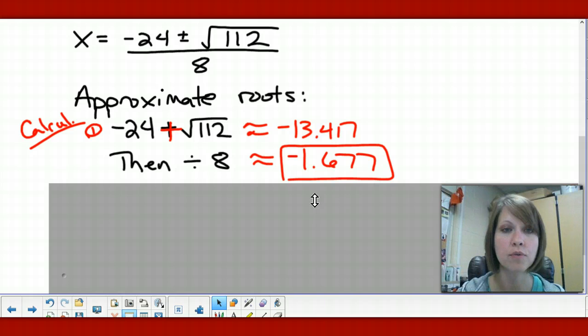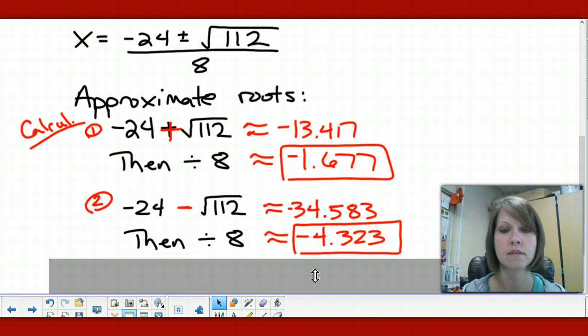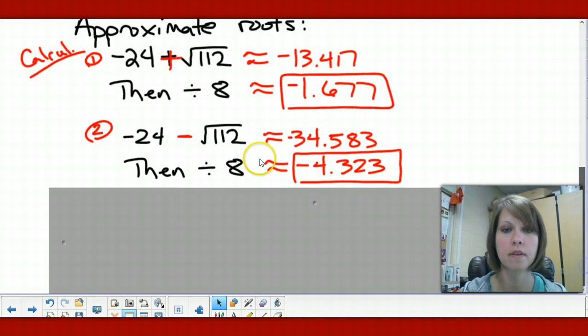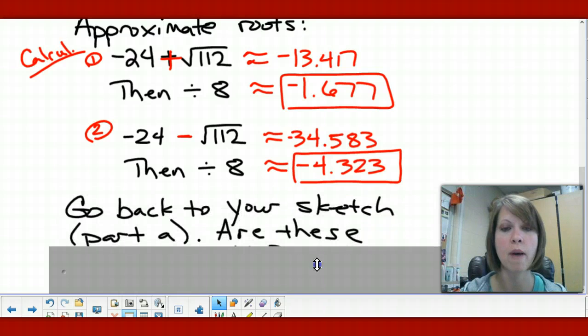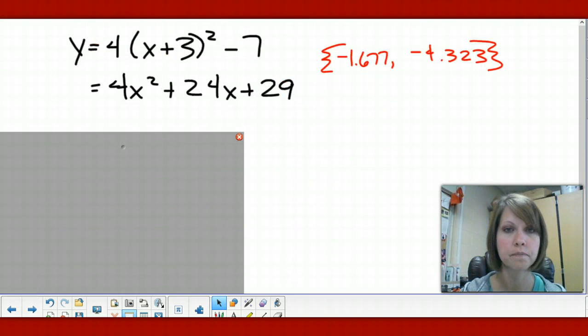The second root comes from the minus part of your quadratic formula. So negative 24 minus the square root of 112, get that decimal by pressing enter, and then divide by 8, okay, to get your second root. All right. I want you then to go back to your sketch that you made in Part A and make sure that these roots are reasonable. Okay, do they look like they could be? So let's go back there.